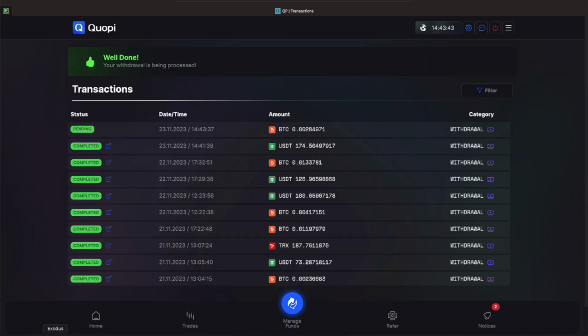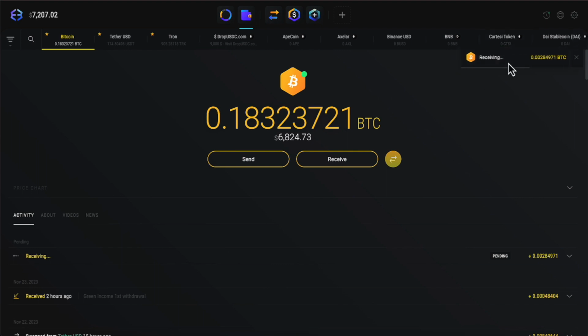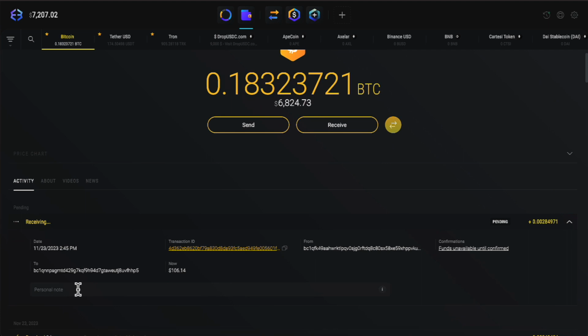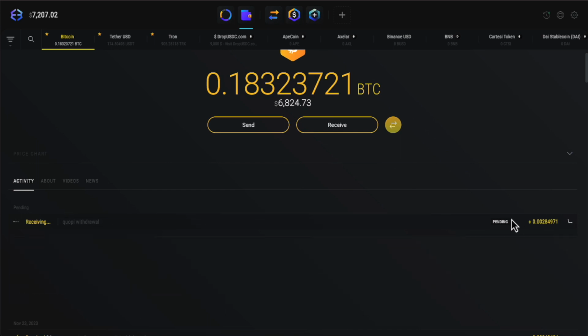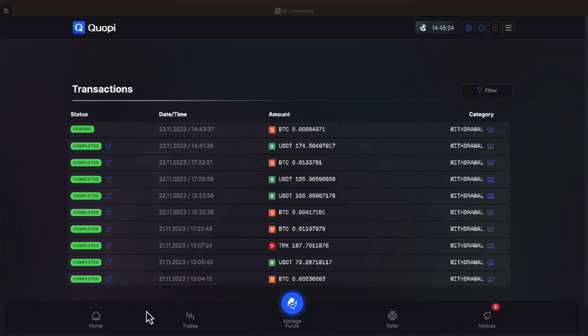Let's slide over to our Exodus wallet. We're already over here on Bitcoin. And let's wait for that withdrawal, everyone. All right, everyone, there's that withdrawal there. Let's go ahead and label that a Quopi withdrawal. That's $106.14. All right, everyone, we have that one labeled now. Let's go ahead and slide back over to Quopi.